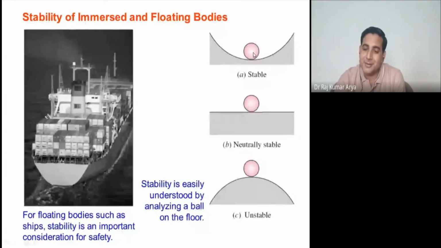Now this one here is the unstable condition. If you balance on the tip, you would be stable, but with a slight disturbance here and there, you will just fall down. Correct or not? So this is the unstable condition.